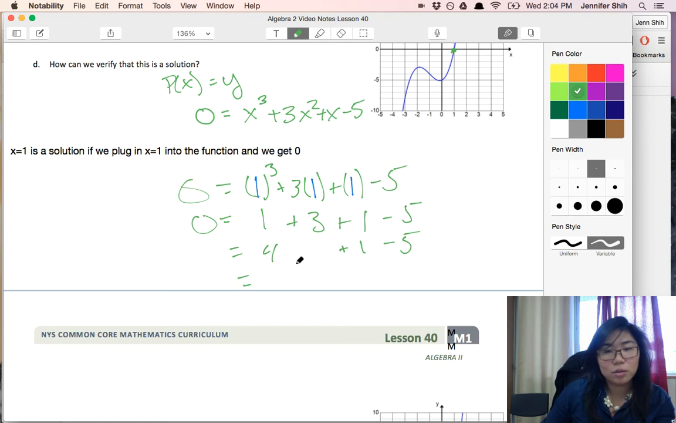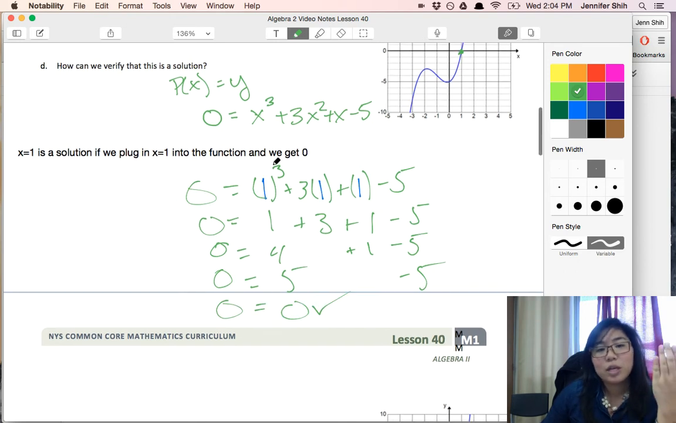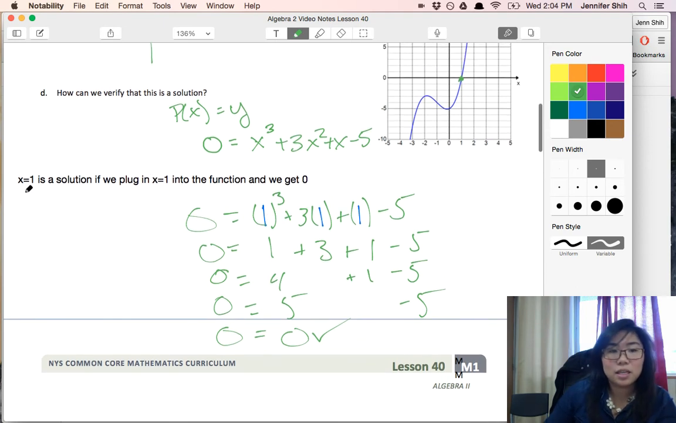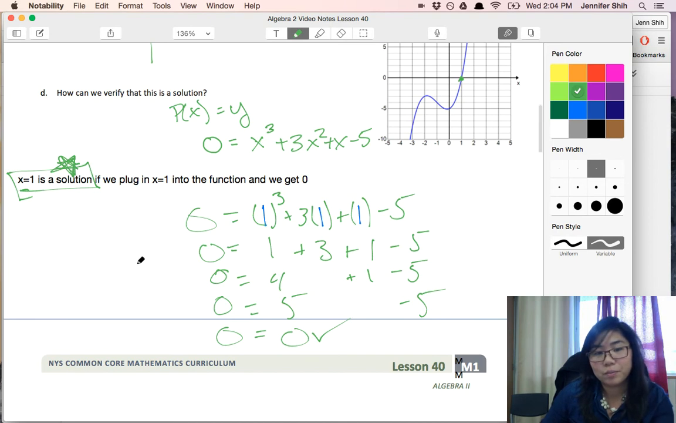Is that equal to, I'm going to combine these two, 5 minus 5. Is all this equal to 0? Indeed, it is equal to 0. Thus, because we plugged in x is equal to 1 into the polynomial function and we got 0, that means that x is equal to 1 is a solution. Very much is a solution. X equals 1 is a solution.